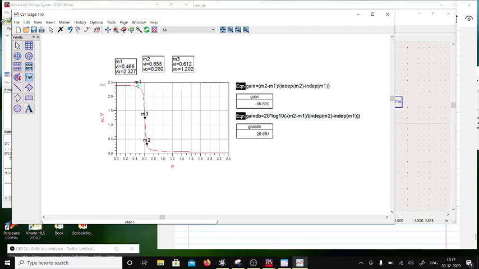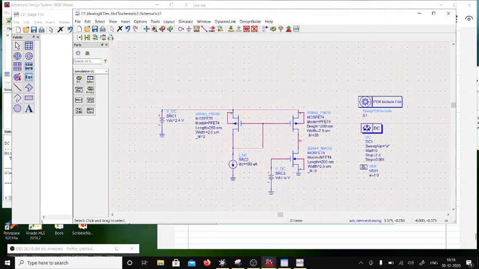Okay, roughly over here, and let's bring this over here. So the gain has become 28 dB or minus 25. Now you see that increasing the L has increased the RDS, and as the RDS goes up, the gain goes up, right? So this is one way of improving gain.